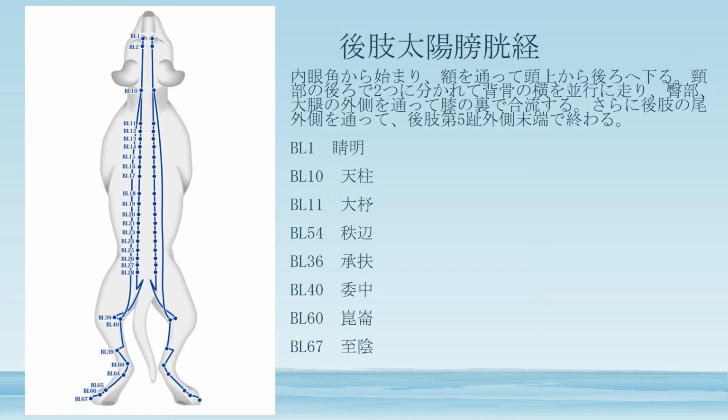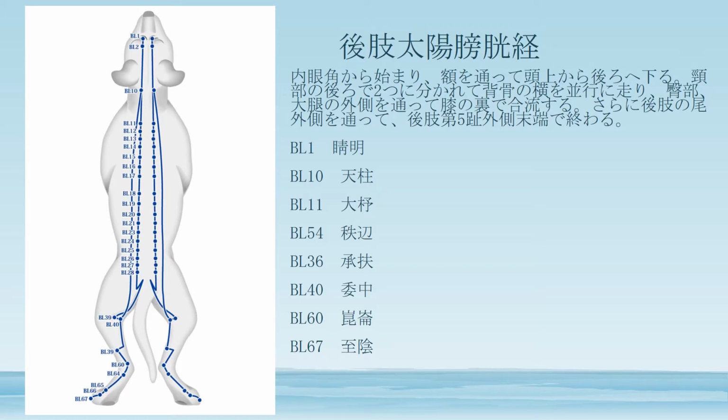Each meridian then splits into two and runs bilateral to the spine, hip, and lateral to the thigh, and when the two split meridians come to the back of the knee, they merge and run at the back side of the leg and end at the lateral side of the fifth toe of the back leg.